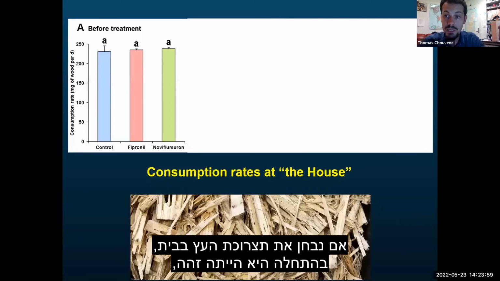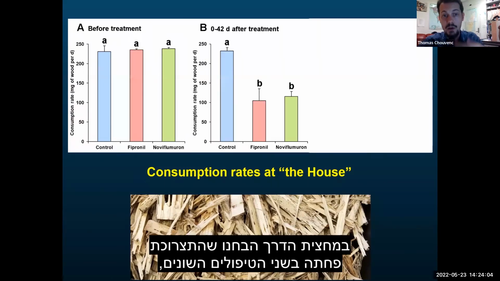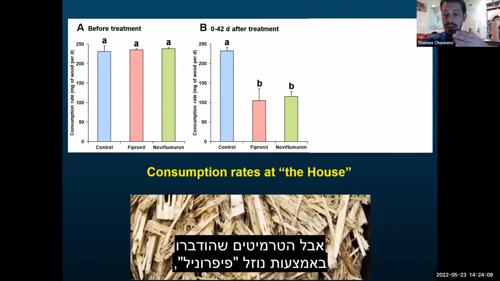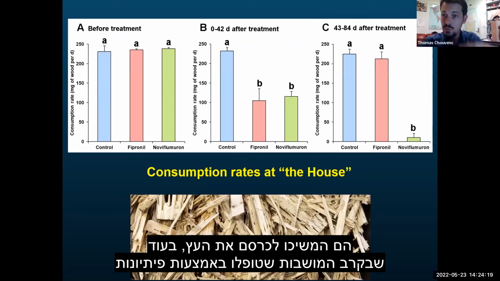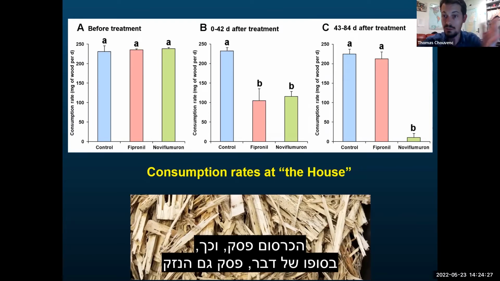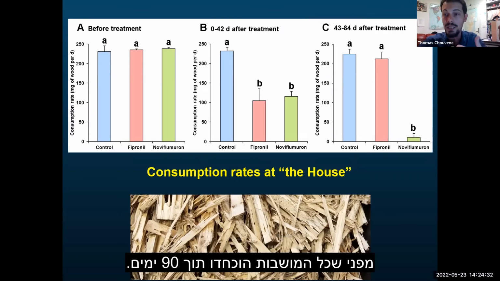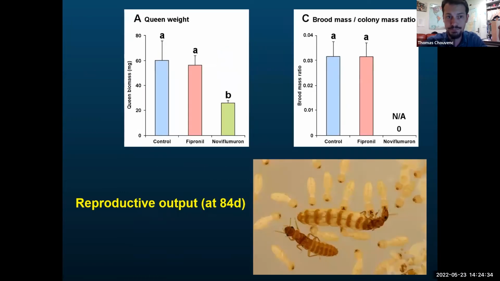If we look at the consumption at the house, at the beginning, consumption was identical. Halfway through the study, we have a reduced consumption for both treatments. But as the termites in the fipronil liquid termiticide treatment were able to find their way back through the area that was not treated, they resumed consumption, while for the noviflumuron bait-treated colonies, consumption stopped, and eventually the damage also completely stopped because all colonies were eliminated by 90 days.